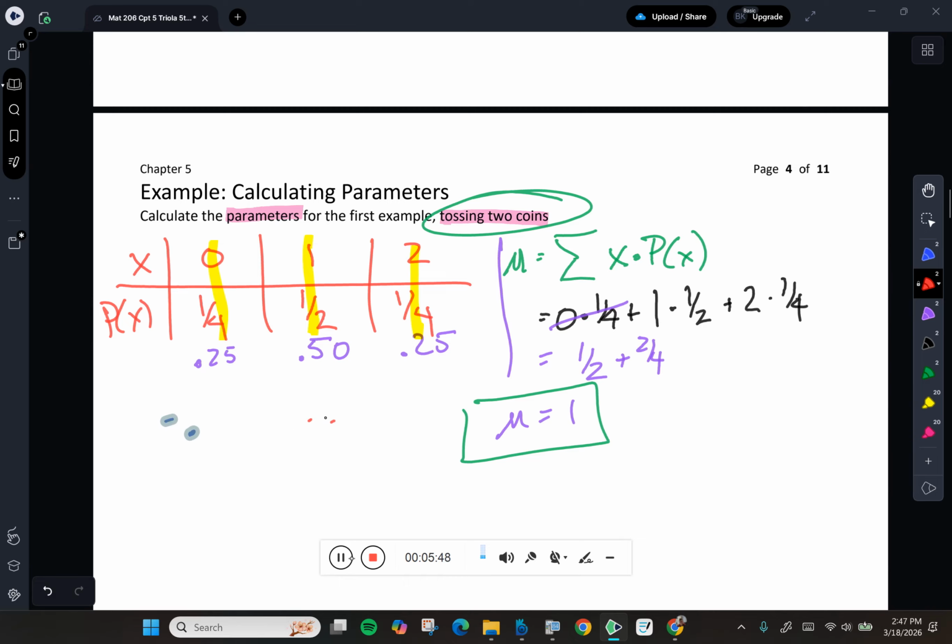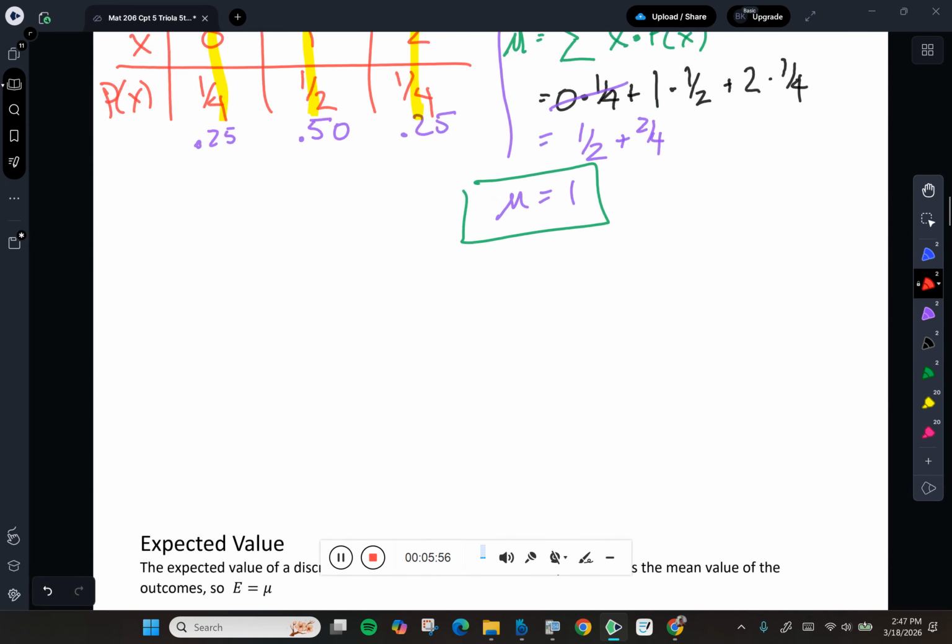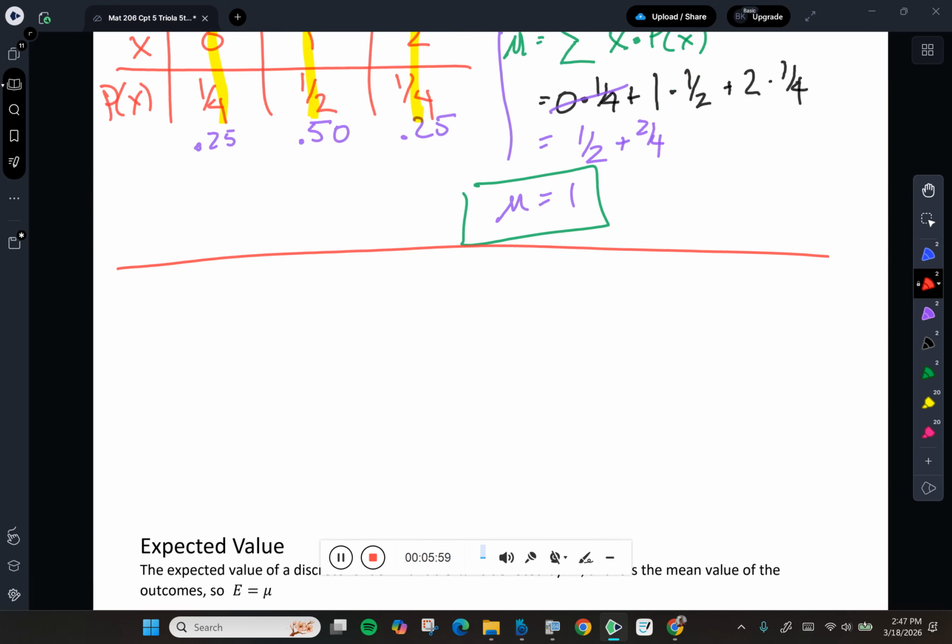I need to turn this from a mean to the standard deviation ultimately, but I got to go through the variance, so I'm back to this formula. So the next step is to find the variance. So the variance, our population variance, is the summation of x minus the mu squared times the associated p of x.